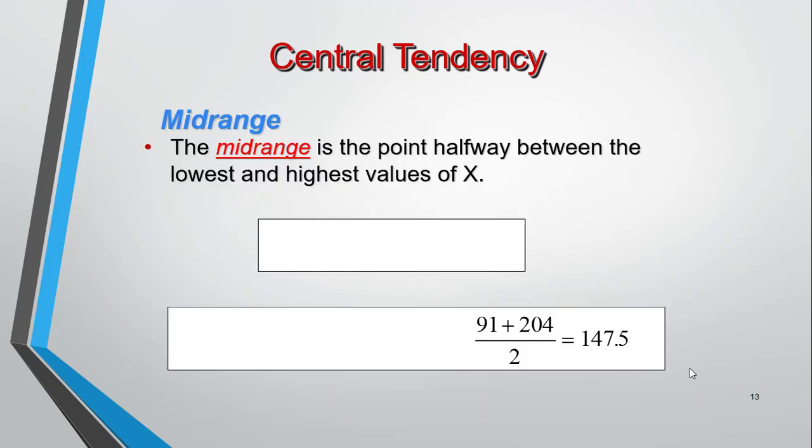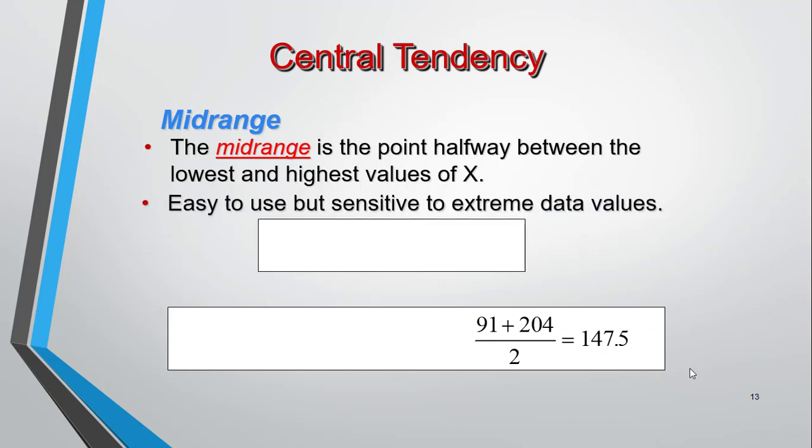Another measure of central tendency is called the mid-range. What is mid-range? Mid-range is a point halfway between the lowest and highest value of x. Remember, it's not always the mean, it's not always the median or mode, but this mid-range is halfway between the lowest and highest value of x. And it's easy to use, but it's sensitive to extreme data values, obviously.